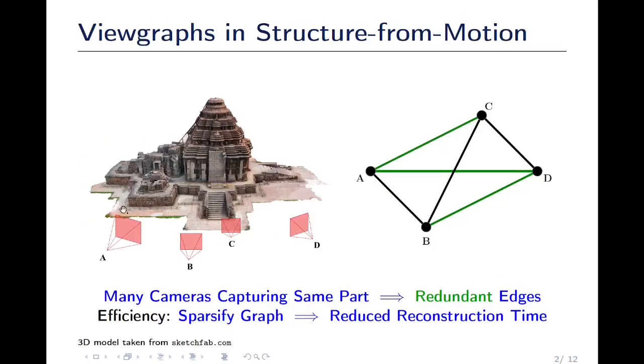Each camera is represented as a node in the graph, and the overlap in the scene between the two cameras is represented as an edge. Here, we provide a scenario where many cameras capture the same part of the scene, which leads to redundant edges as shown in the green. One way to have efficiency in structure from motion is to reduce reconstruction time, and one of the methods is to remove redundant edges. We call this task graph sparsification.